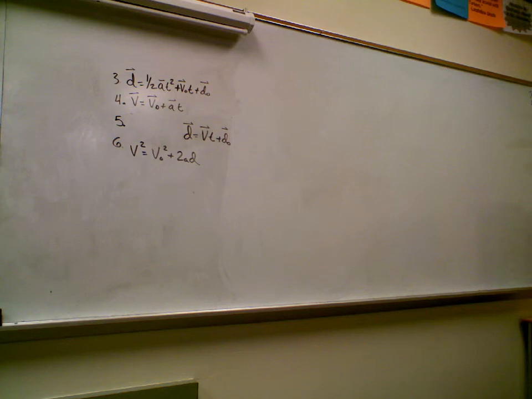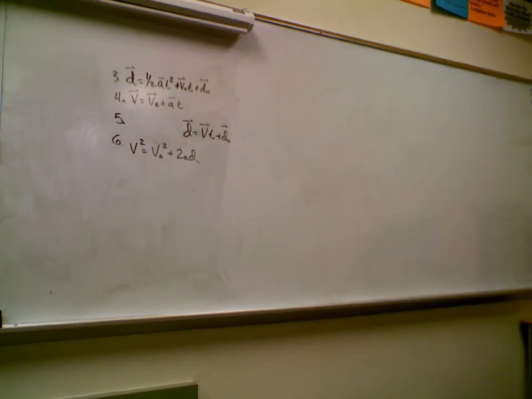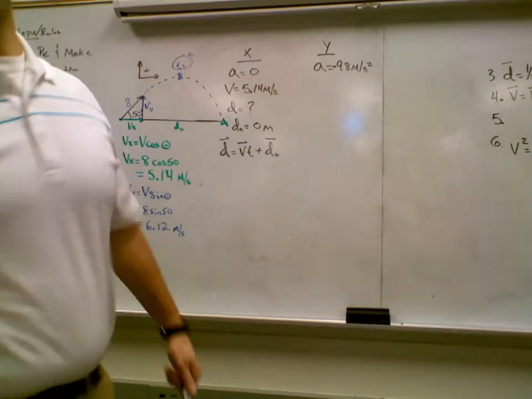There's no acceleration, right? 5 is the one where we have no acceleration, correct? All these other ones have an A value, don't they? There's no acceleration in the x direction, so why would we want to use a more complicated equation? So what equation are we going to use for this x direction? We're going to use which one? 5. Okay. We're going to be using D equals VT plus D naught.